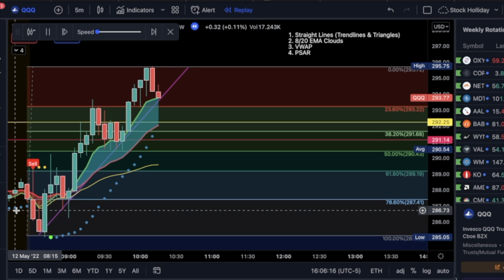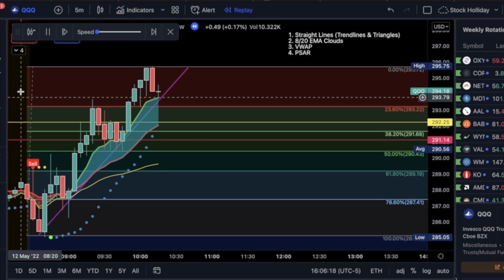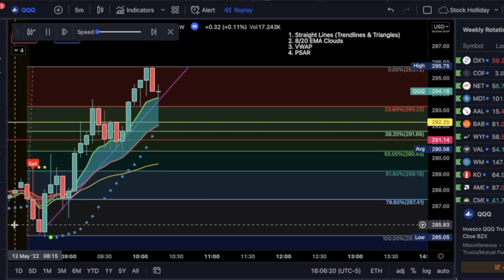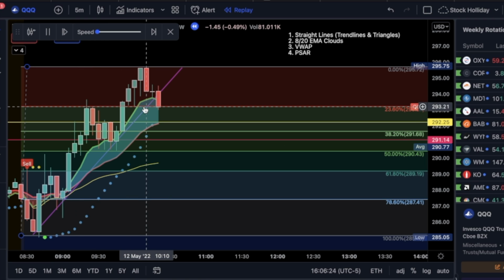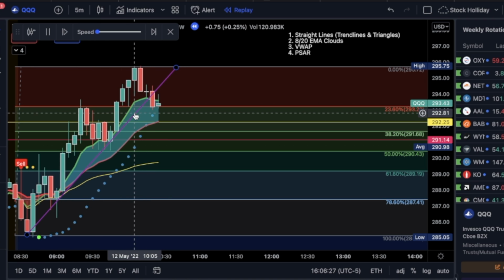And this is not a time to get into puts yet. We want to see if maybe it'll test that high of the day again, or if it will actually pull back. So now you can see it's actually broken the trend line, and it hit this Fibonacci level, the 23.6, and it's hovering there. Okay.